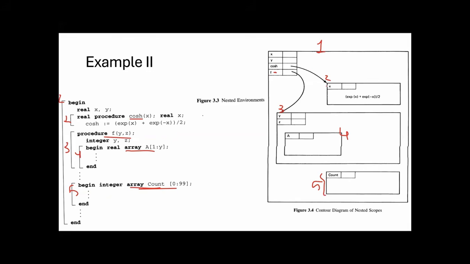And inside each one of them, the cosh here has X being defined. So the cosh procedure will be able to see the variable X, and the F procedure will be able to see X, Z, and Y that have been declared inside of it. And then we have the array A that's also going to be able to see the Z and Y being declared in the procedure.